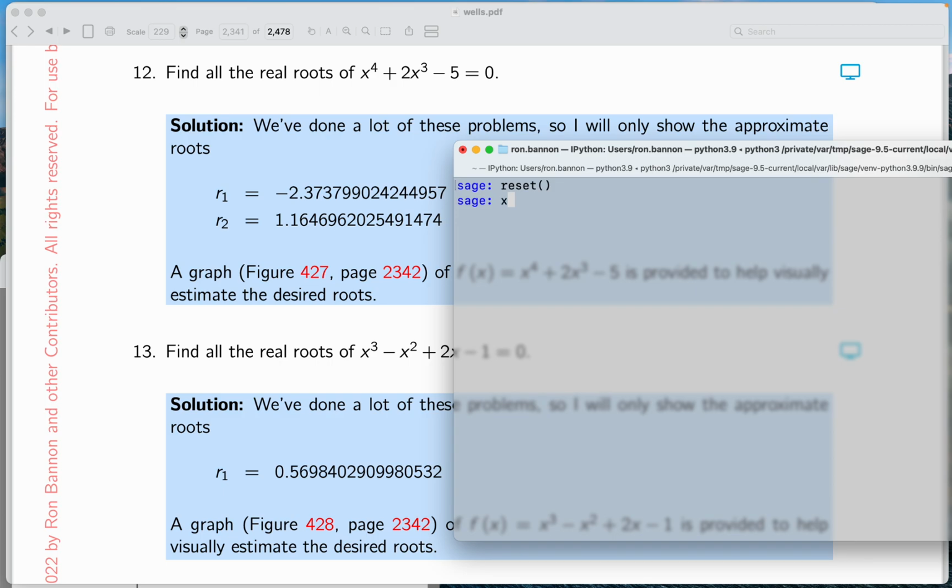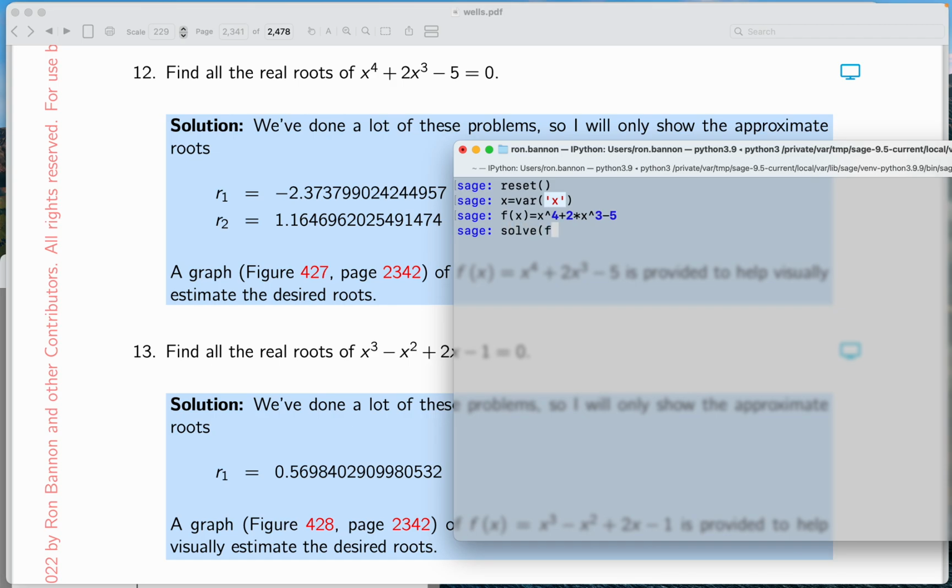I'm going to define x to be a variable. And I'm going to say f of x is that function, which is x to the fourth power plus 2x cubed minus 5. It's a fourth degree polynomial. It's going to have 4 roots. Now, by the way, they don't have to be real roots, but there are going to be 4 roots to the problem. What's interesting here is it's really not a difficult problem to solve, but I'm going to throw it at Sage, see what it does.